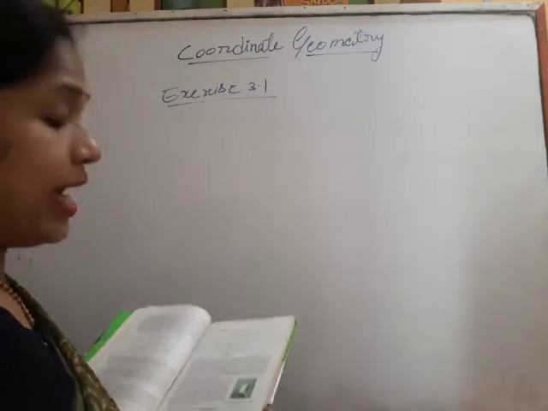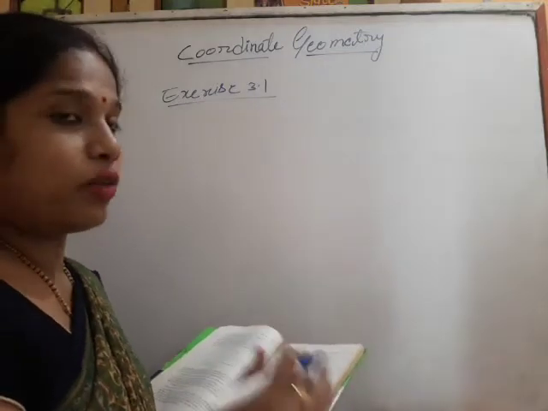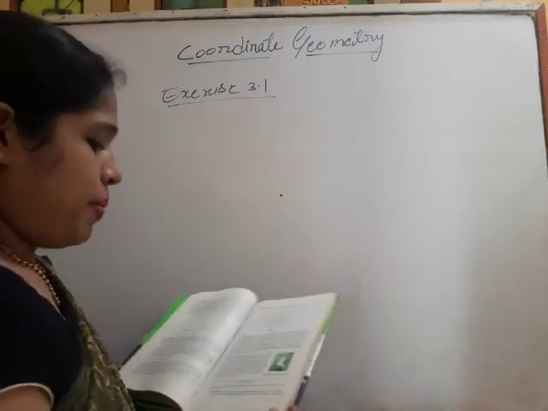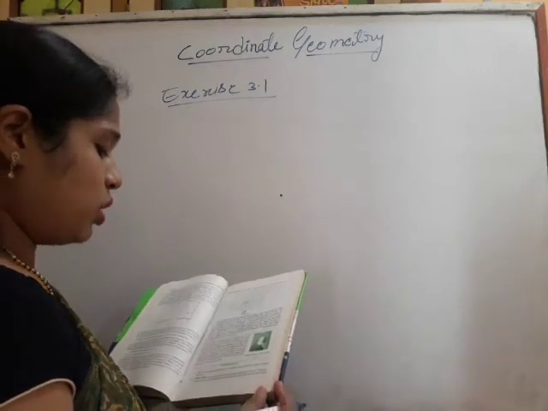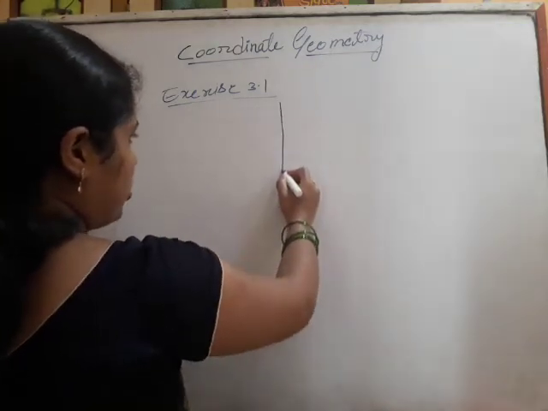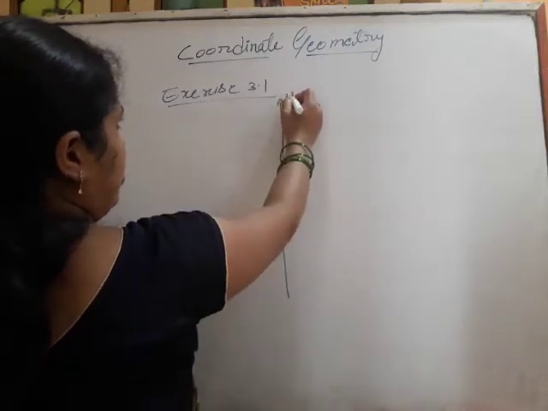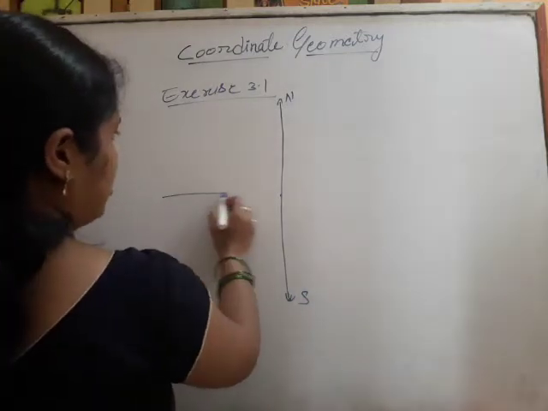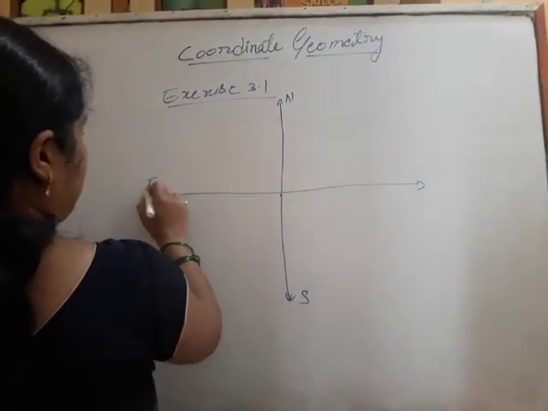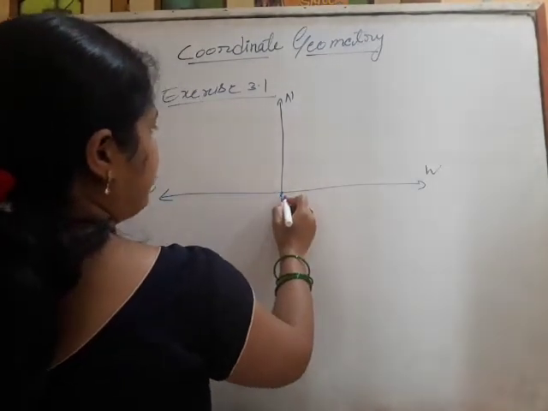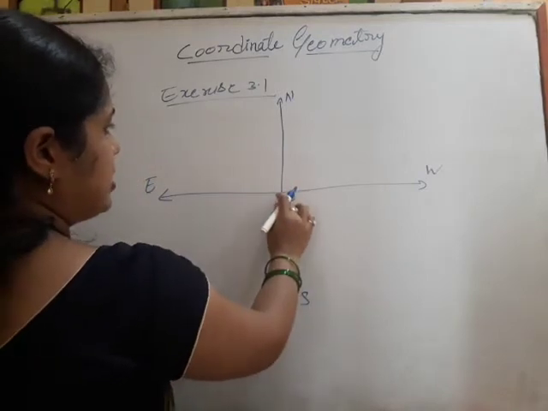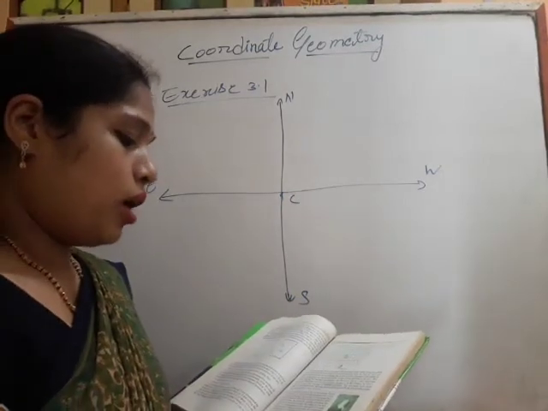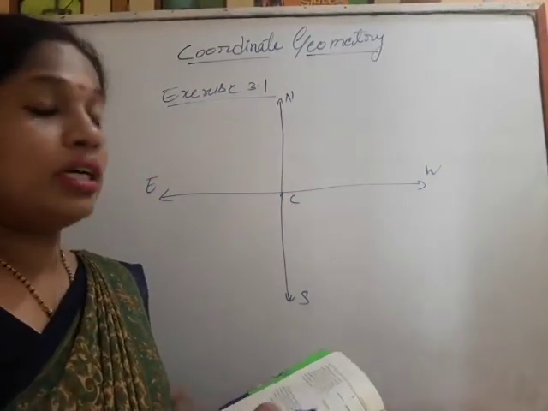The city has two main roads meeting at the center of the city. Suppose this is the center of the city. These two roads are along the north-south direction and the east-west direction, and they are meeting at the center of the city. This is the center of the city. We can denote it with C.